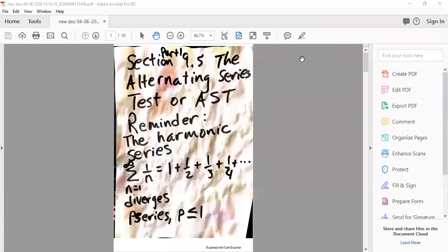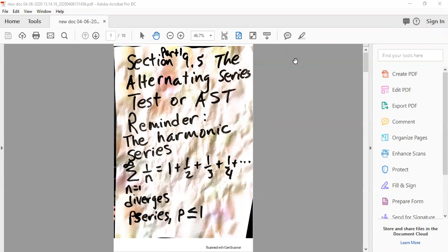Okay, we'll start in with section 9.5. I'm going to call this part one and bust this up into two separate videos so it doesn't get overly long, because there are two kind of separate subjects in this section. This section is entitled the Alternating Series Test, or very cleverly abbreviated AST.